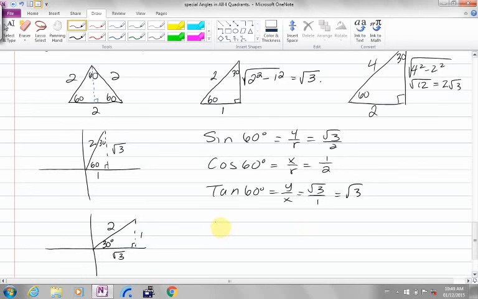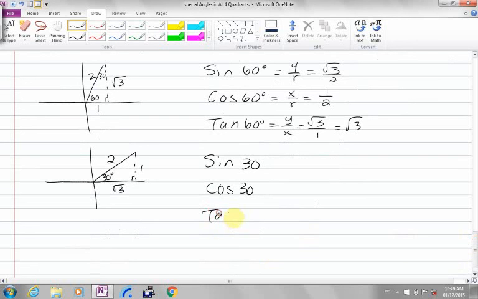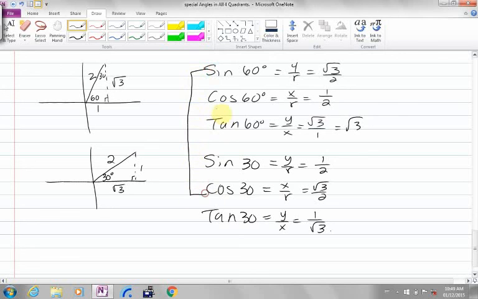So now let's do our trig ratios for sine of 30, cos of 30, and tan of 30. So y over r is now 1 over 2. X over r is root 3 over 2. And y over x is 1 over root 3. Remember yesterday, it might have been last week, I told you that the sine of one angle is always equal to the cosine of the other angle of the same triangle. And you can see that that happens here again.